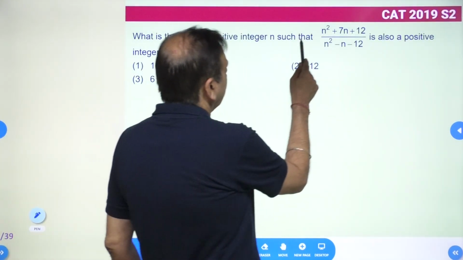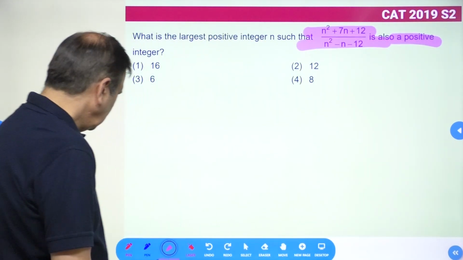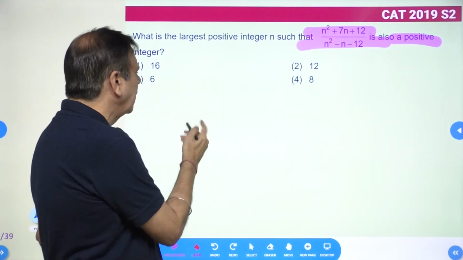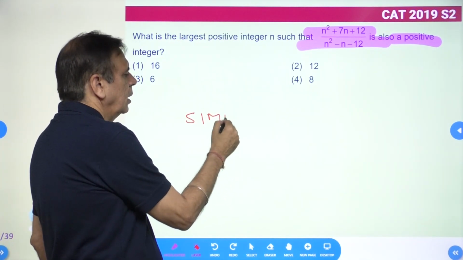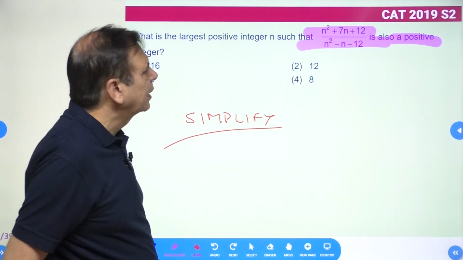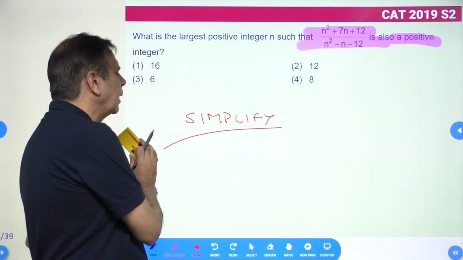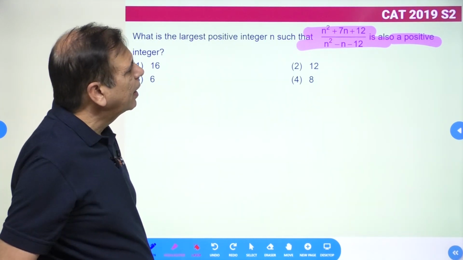What is the largest positive integer such that this expression is also a positive integer? Now, ऐसे सवालों में ना पहला काम होता है हमेशा simplify. First thing is simplify and then look at doing anything else. अगर simplify नहीं किया तो तुम्हारे कहीं ना कहीं गलती करने का scope रहेगा. So please look at simplifying first of all.